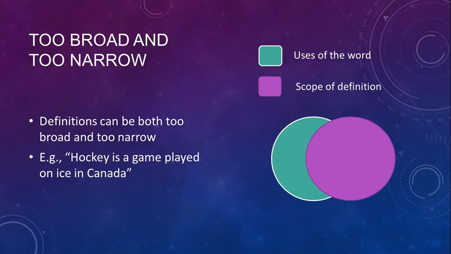And of course you can have both. You can be both too broad and too narrow: failing to include things that should be included, and including things that should not be included. So, hockey is a game played on ice in Canada. Well, there are other places in the world where they play hockey, I'm told. And furthermore, hockey's not the only game that you can play on ice in Canada. You can play curling. Curling is a game that you play on ice in Canada, which is not hockey. So it includes things that it shouldn't, and it excludes things that it shouldn't.